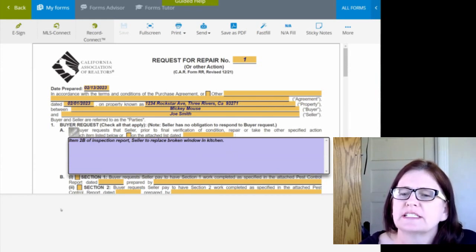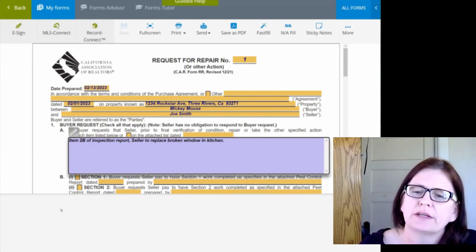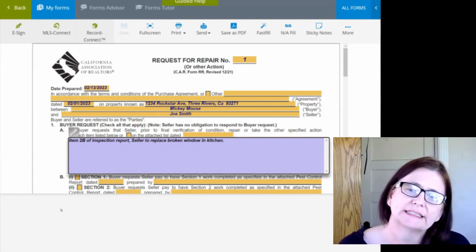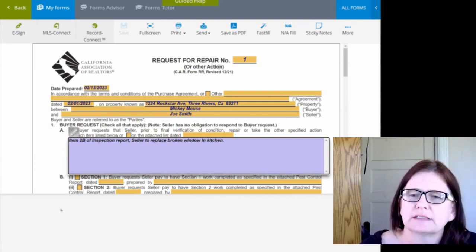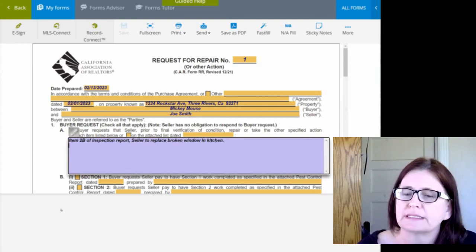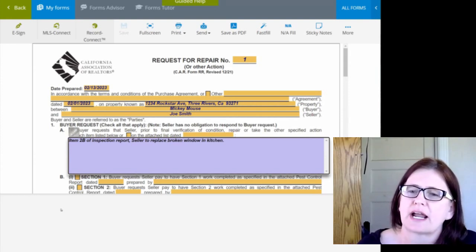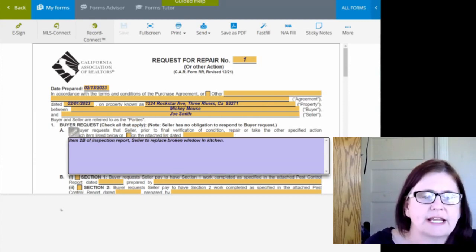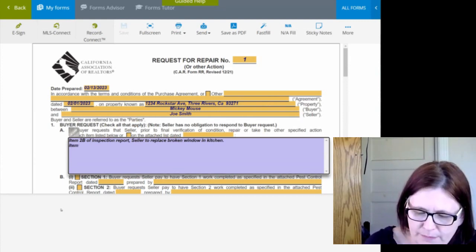So first of all, if it's a ceiling fan that's not working, I would probably recommend that the buyer not ask for that, because that's a simple enough thing to fix. But sometimes buyers will insist on asking for that kind of stuff. So let's put that. Okay. So a ceiling fan. So this is going to be item 3C.